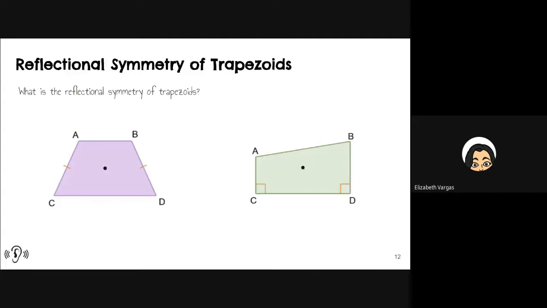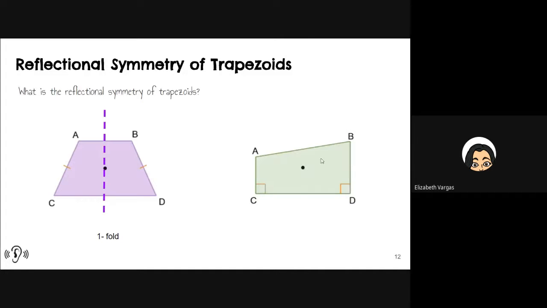And so here's some reflectional symmetries of trapezoids. And again, we're going to see where the word folds comes into play. So here we see this trapezoid, and this trapezoid only has one fold reflectional symmetry.